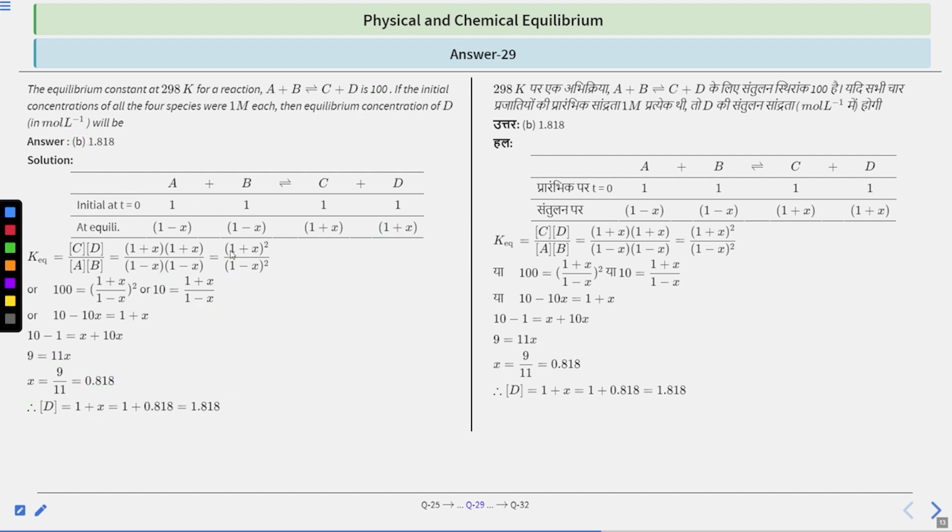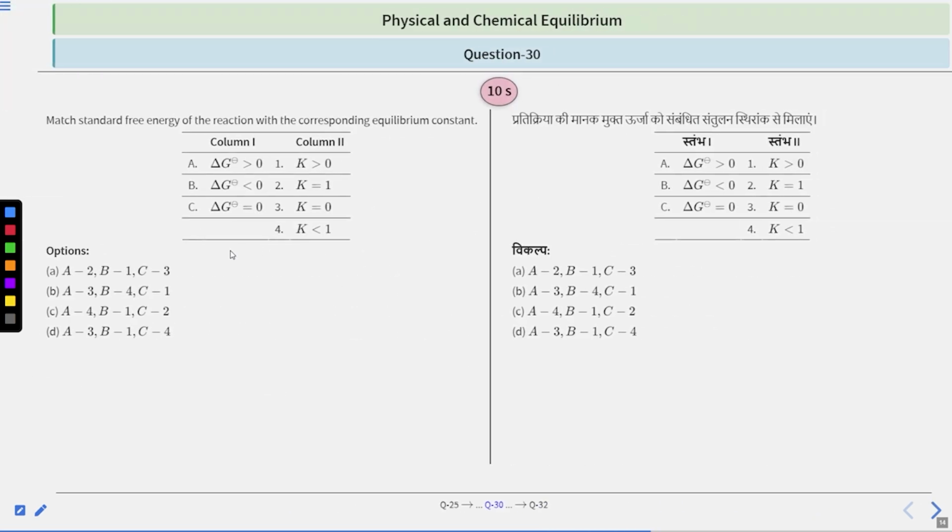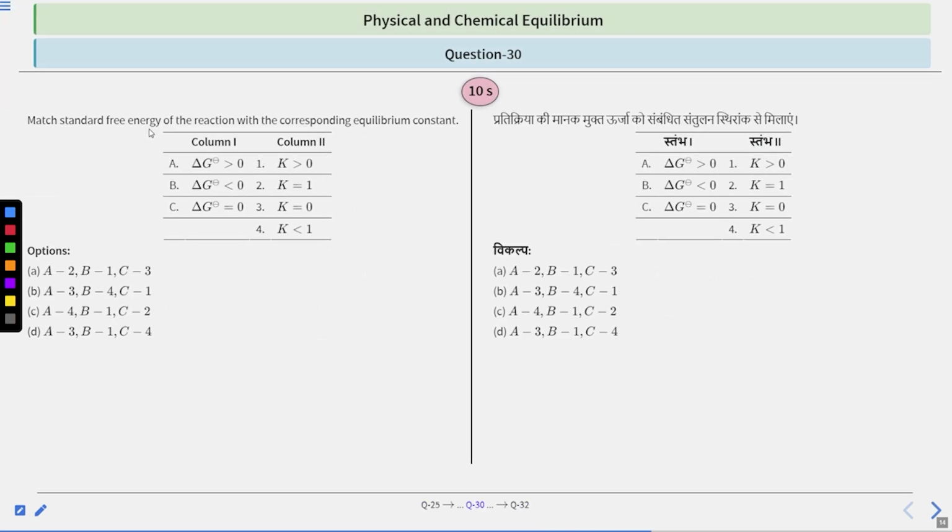Okay, let's move to question number 30. Match the standard free energy of the reaction with the corresponding equilibrium constant. We have given column 1 and column 2 here, with rows. In column 1 we have A, B and C, and we have given different conditions for delta G, which is greater than 0, less than 0, or equal to 0.